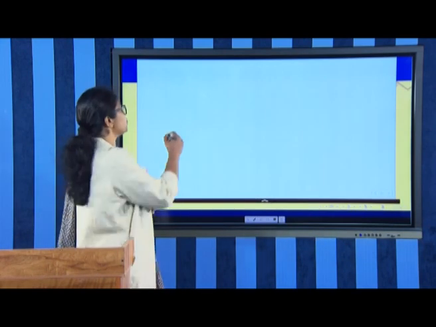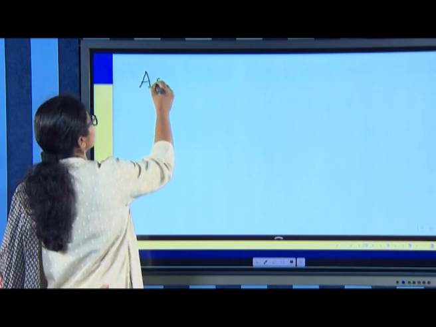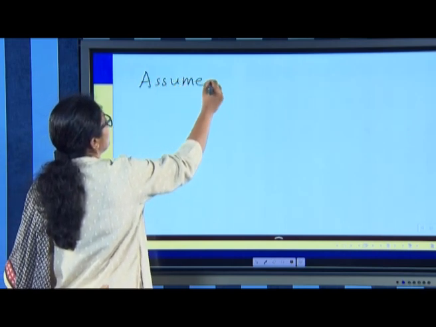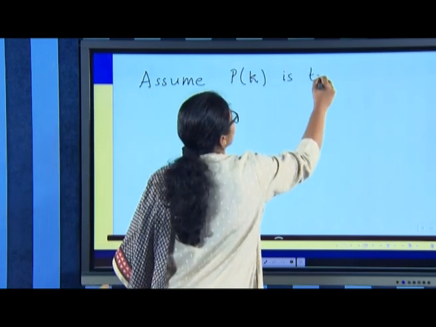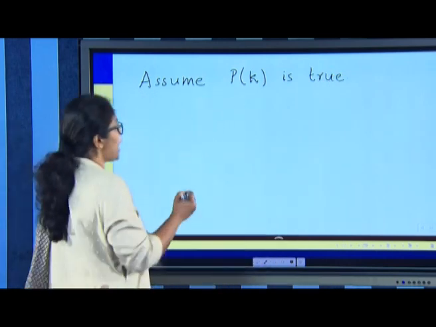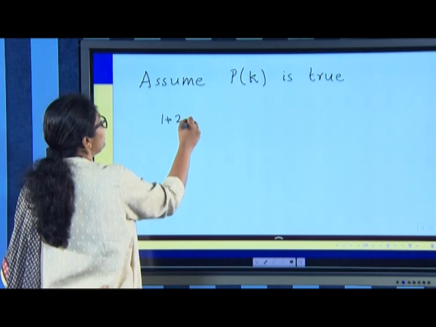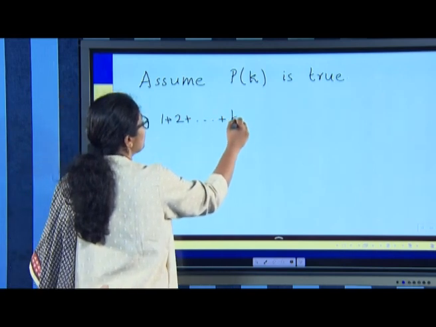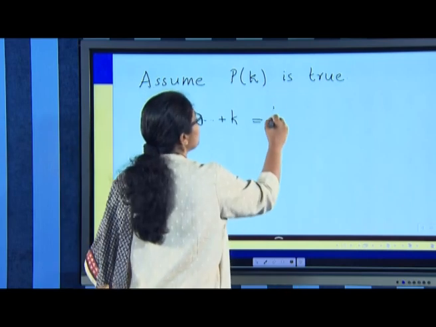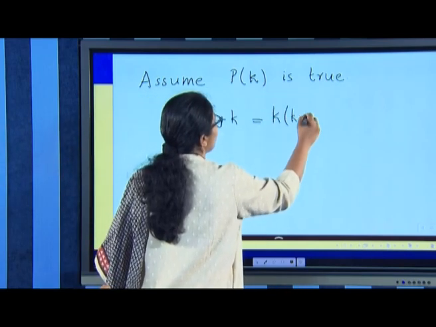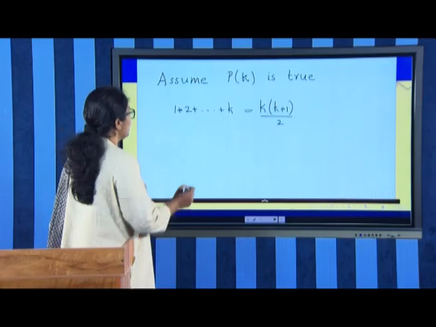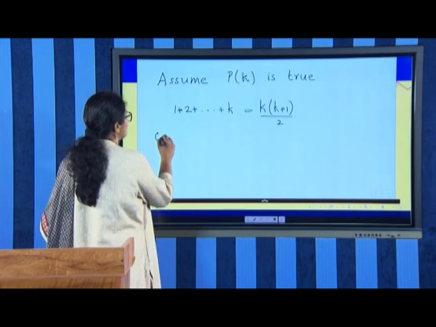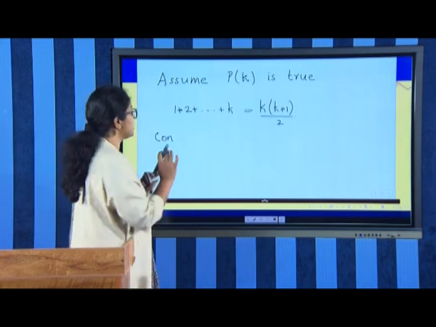Now, consider the second case, P of k is true. So, assume P of k is true. So, what do we have? 1 plus 2 plus etc. up to the number k is equal to k into k plus 1 upon 2. So, we are assuming that this is true for the case k.